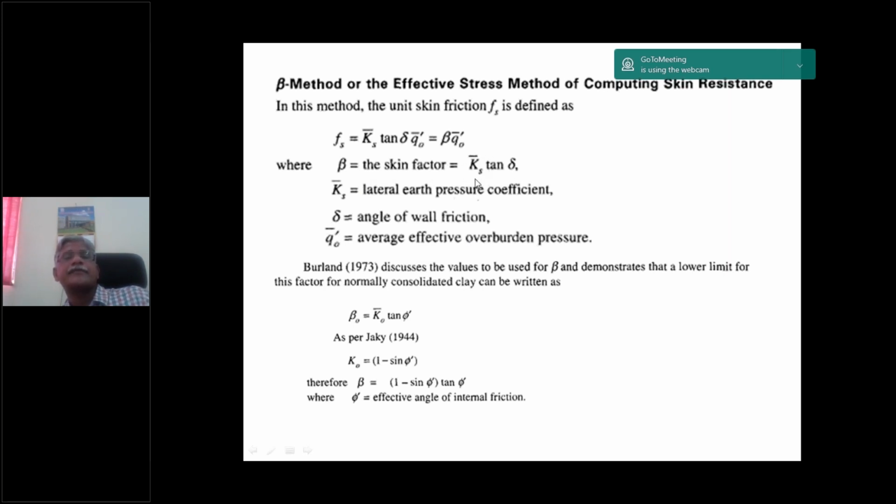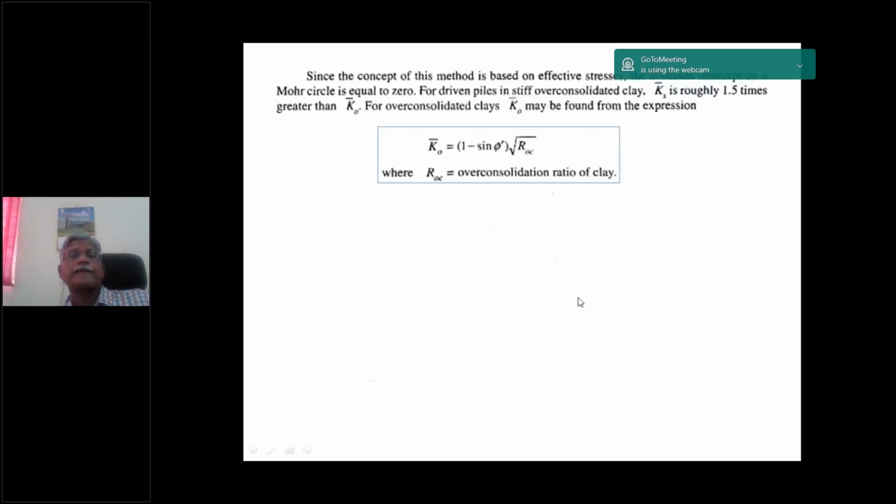Ks is nothing but the earth pressure coefficient. Delta is nothing but the angle of wall friction. This can be taken as 2/3 of the phi value. So this is the simple method to estimate the skin friction based on the beta method.